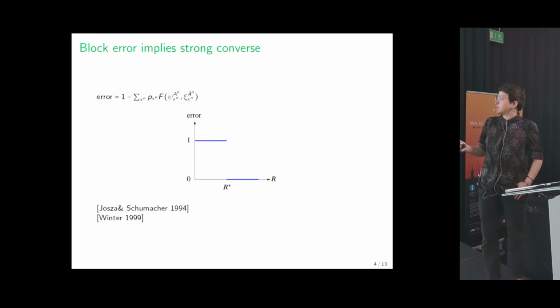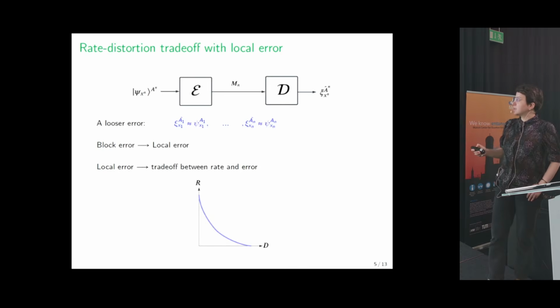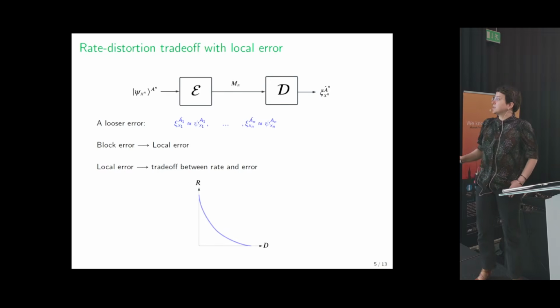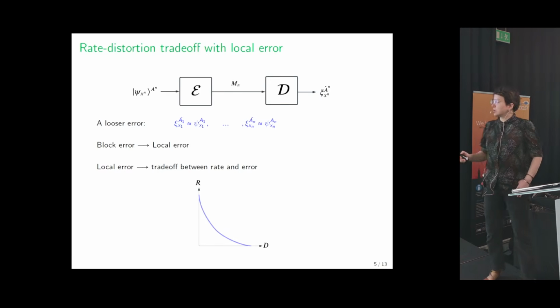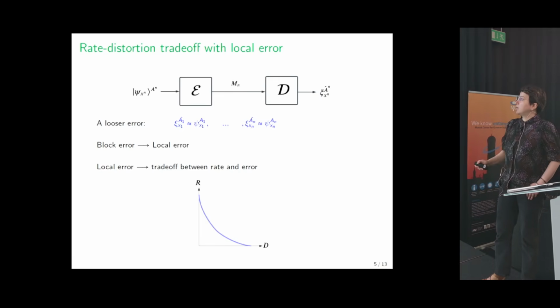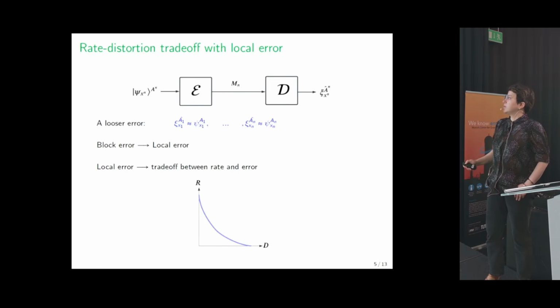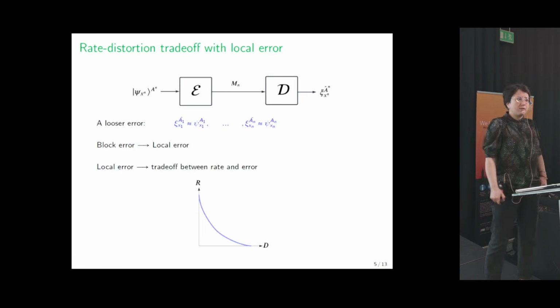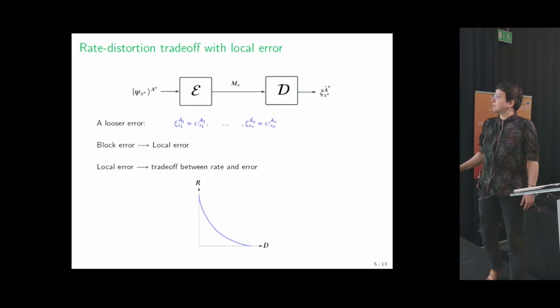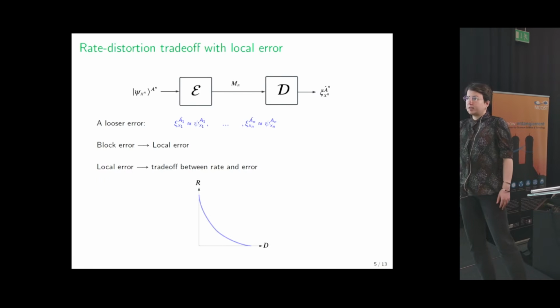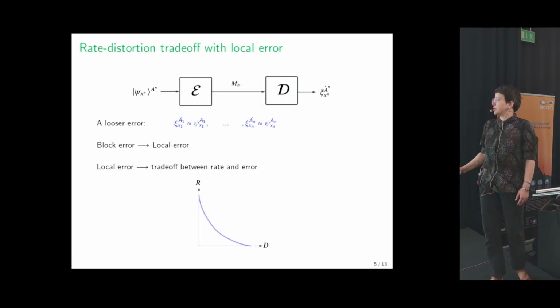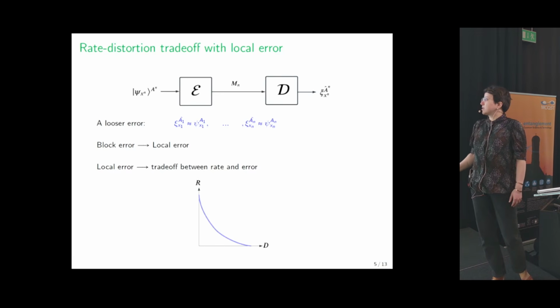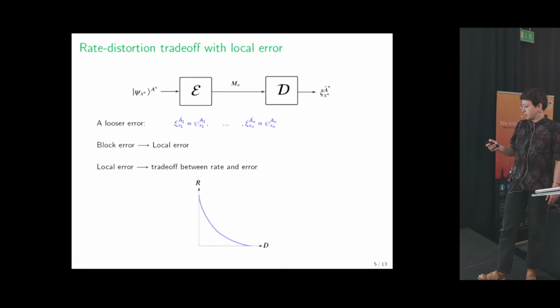This particular behavior, strong converse, holds if we consider the fidelity between the whole input sequence and the output sequence. But we can also consider some looser error criteria or distortion. Let's imagine that instead of comparing the whole input sequence with the output, we do it locally, symbol-wise: the first qubit with the first qubit, the second with the second, and so on. This is called local error, and in information theory, it's very well known that if we have local error, we can have a trade-off between the compression rate and the distortion. And the aim is to characterize this rate distortion curve.